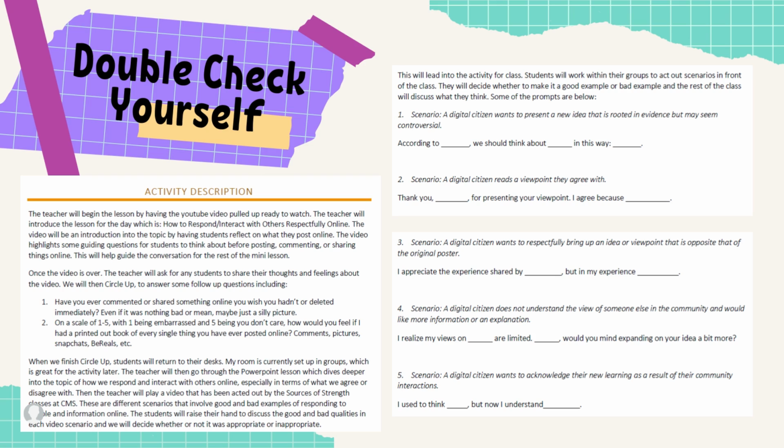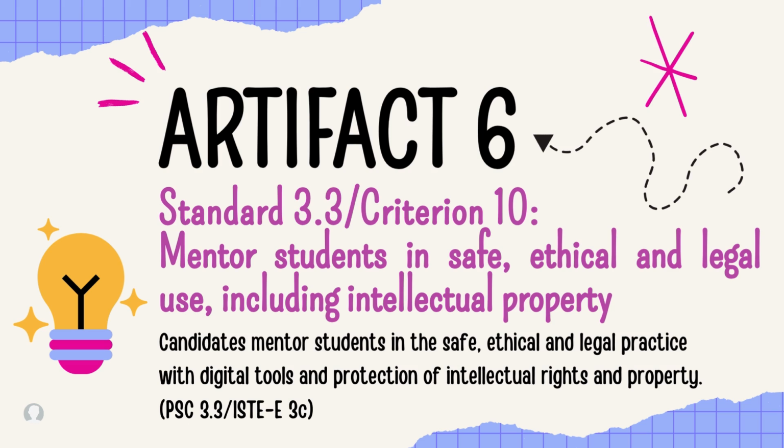So the second piece of the activity, which you can see on the second slide of the screen, are some scenarios where students acted out these scenarios in front of the class, and we decided if that was a good example or a bad example, and that was kind of how the lesson went. Artifact 6 also covers Standard 3.3 and Criterion 10, mentor students in a safe, ethical, and legal use, including intellectual property.